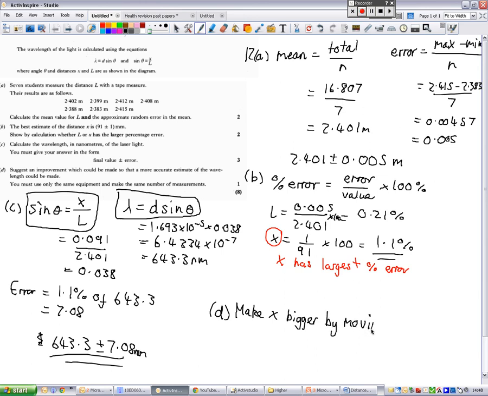Now, that is probably the trickiest part for you at this stage. When we get to the waves unit and we actually look at this stuff, that'll be a bit more obvious. So that was maybe a wee bit taxing for you, but I wanted it to be a difficult question. So make x bigger by moving the screen further away. Some of this stuff will become a bit more clear when we get to that unit, but I thought it was a worthwhile question, considering some people have been struggling with uncertainties. It shows how to calculate the mean, the random uncertainty, how to use the largest percentage error in your final value, and it talks a little bit about improvements to experiments that you might be able to make in order to reduce the error within that.